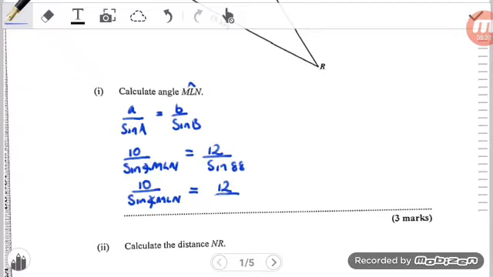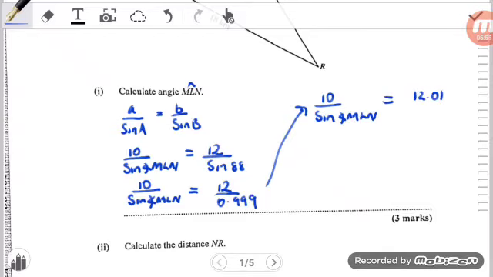Ensure that your calculator is in degree mode, guys. So sine of 88 is 0.999. We're going to proceed to say 12 divided by 0.999. That's going to be 10 divided by the sine of angle MLN, equal to 12 divided by 0.999, which is actually 12.01.